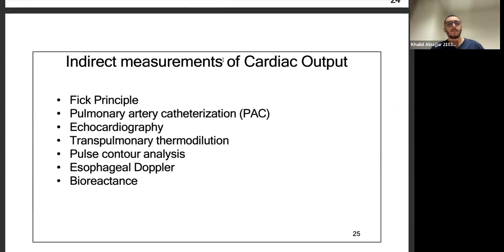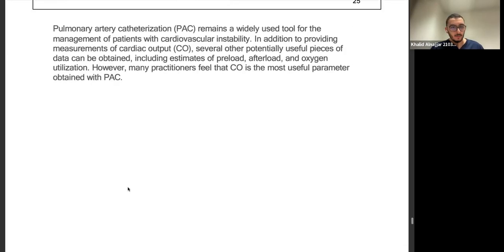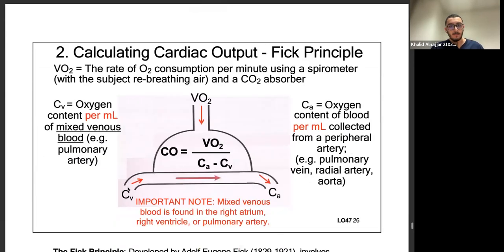What are other ways we can measure the cardiac output, according to the Fick principle? I will explain it now. Next slide. Pulmonary artery catheterization, most widely used. Echocardiography, I just explained it. You only need to know these. Like, what is the Fick principle? The Fick principle basically says, if you can know the amount of oxygen the blood is taking from the lung and the amount of oxygen being used in the whole body, you can find the cardiac output.